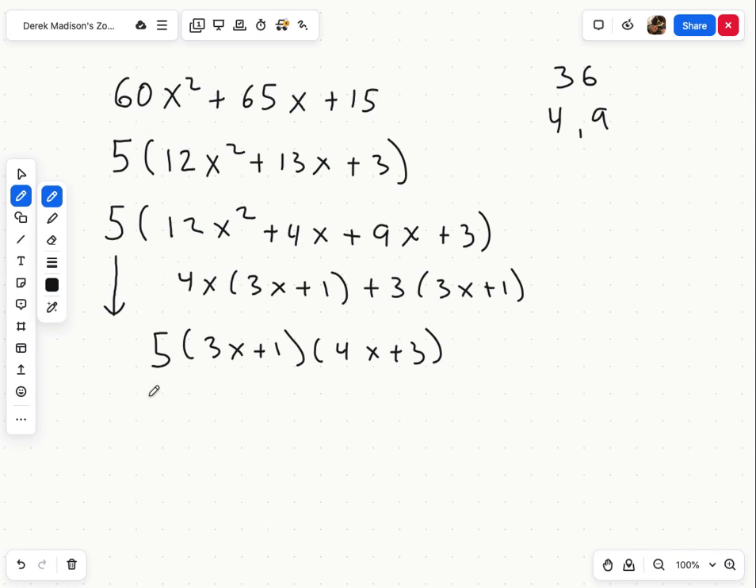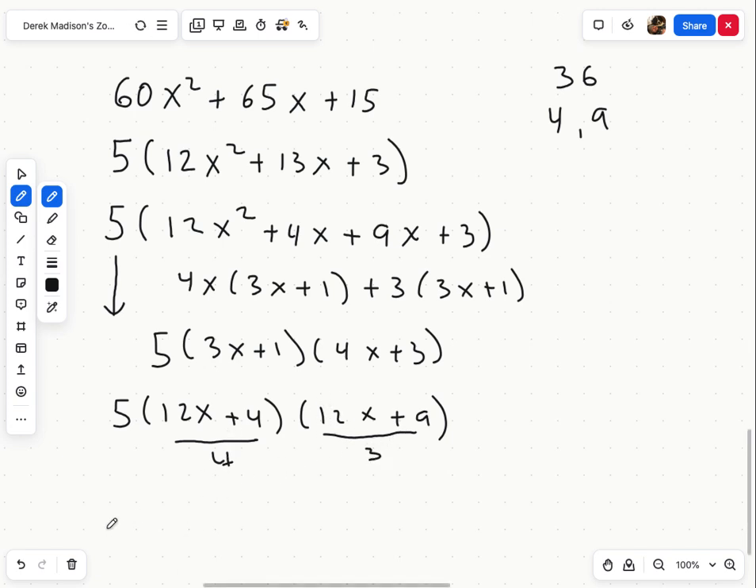For magic method, for that you can just write the 5 right where it is, so picking up from here, we'd have 12x plus 4 and 12x plus 9. Greatest common factor in there is a 4. Greatest common factor over here is a 3. 4 times 3, that's the extra 12 that I need to divide out. So this would be 4, and then 4 goes into 12, 3x plus 1, and 3 goes into 12, 4x plus 3.